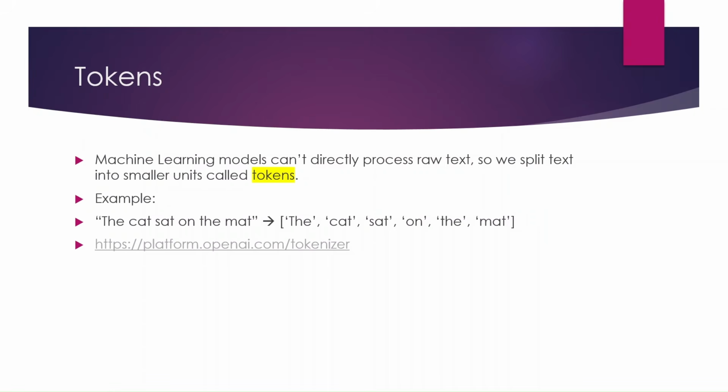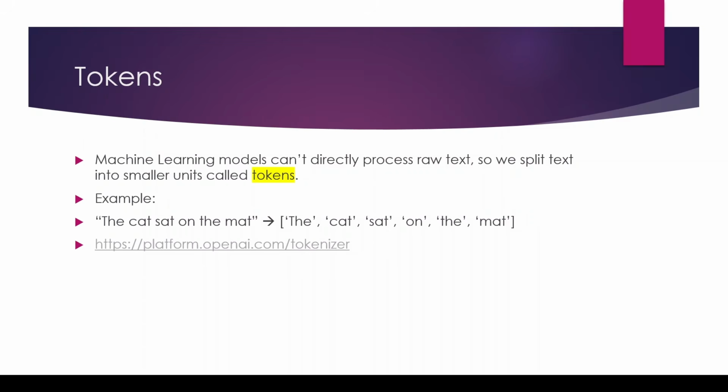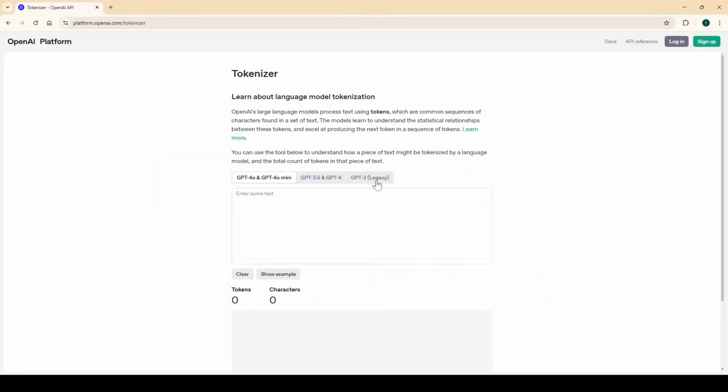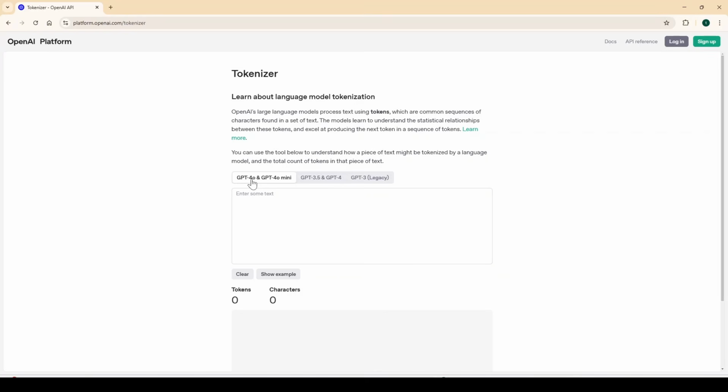So as an example, we see the text, the cat sat on the mat, and here is one possible set of tokens. So to better understand tokens, let's go to this link, which is the tokenizer from the OpenAI. So let's open this link, and here you can see that this tokenizer is made available by the OpenAI platform, the platform behind the ChatGPT product. As you can see here, this tool can help us understand how a piece of text might be tokenized by a language model. And here we can see different GPT models, 4.0, 3.5 legacy GPT models.